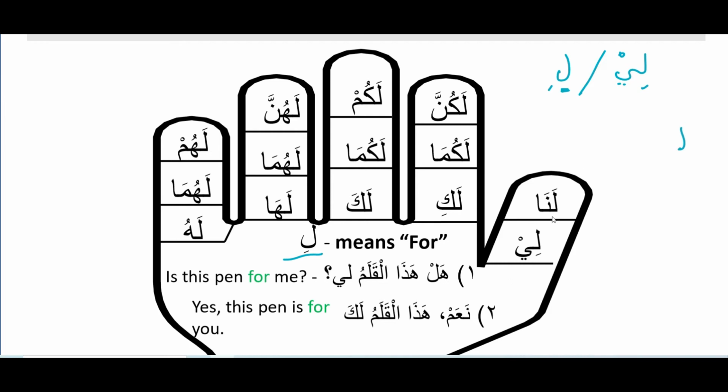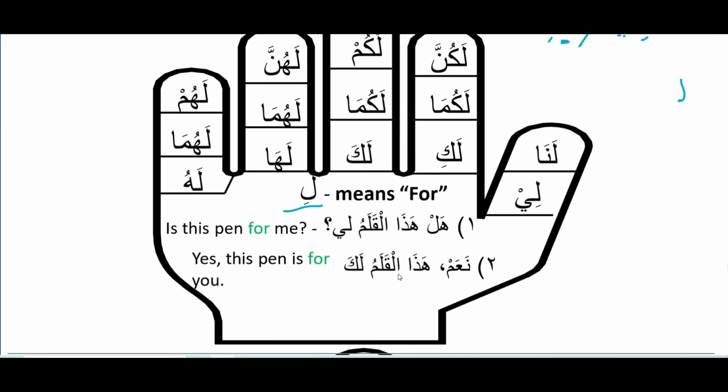So for this, from nahnu onwards, the lam has to be in the uppercase. Lana, laki, lakuma, lakunna, laka, lakuma, lakum, laha, lahuma, lahunna, lahu, lahuma, lahum. Okay, so it's very straightforward. We go and take a look at the sentences. The first sentence: hal hadzal qalamu li? With a question mark, is this pen for me? Then you can answer, na'am, hadzal qalamu laka. That means this pen is for you.